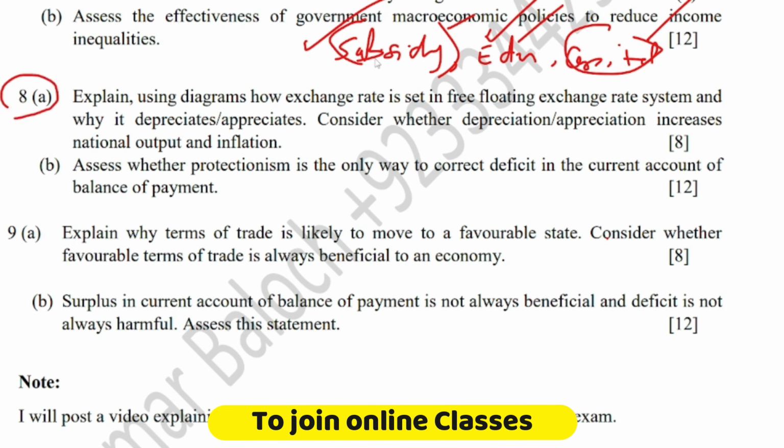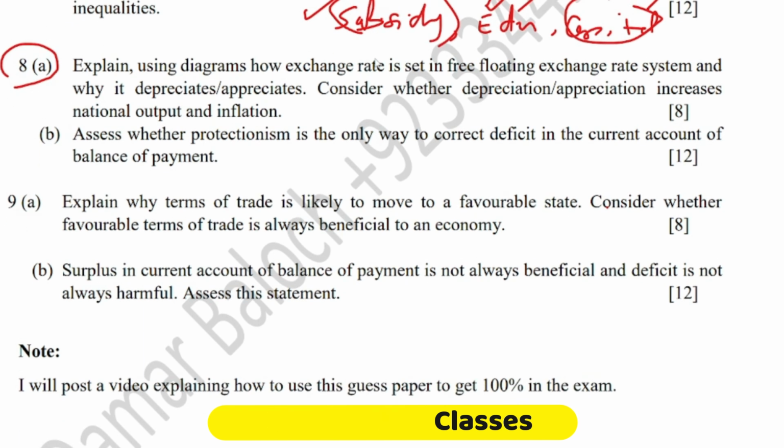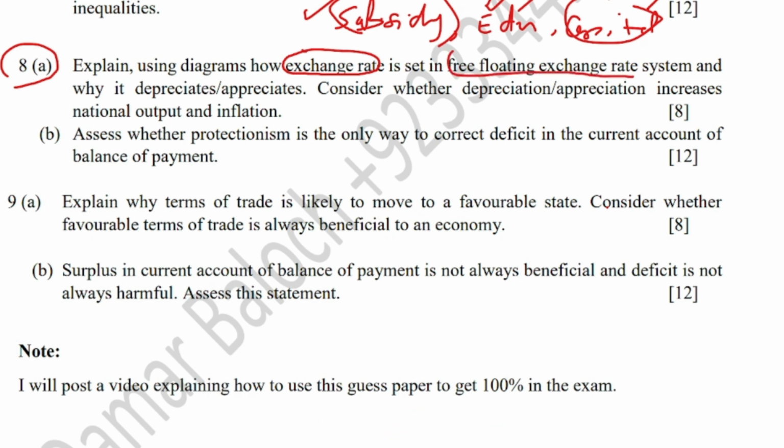Question 8a is: explain using a diagram how the rate of exchange is set in a free floating exchange rate system and why it depreciates or appreciates, and consider whether depreciation or appreciation increases national output and inflation rate. In this question, first of all, you have to give assessment objective 1. For that, you will have to define what exchange rate is, and then what is a free floating exchange rate system, and then what is the meaning of depreciation or appreciation.